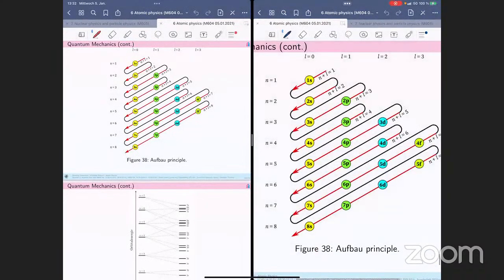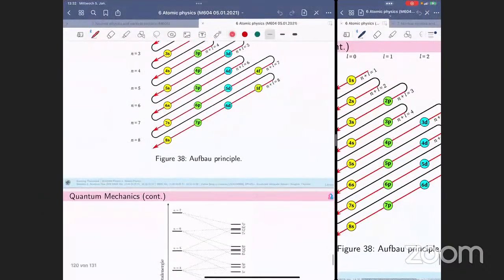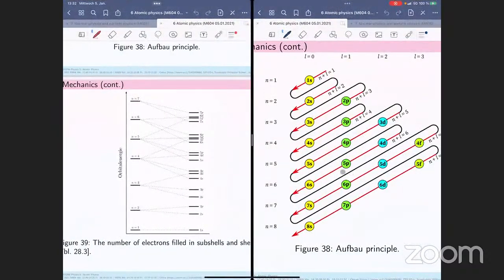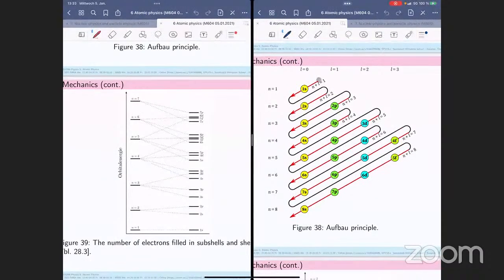Okay, the Aufbau principle. Once we talk about electron orbits, you could start from the Aufbau principle. Aufbau is the German word which means to build up, or build over, something like that. You start from 1s to 2s and then to 2p, 3s.